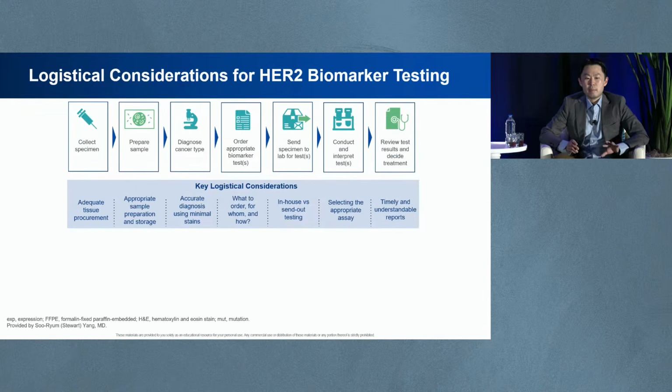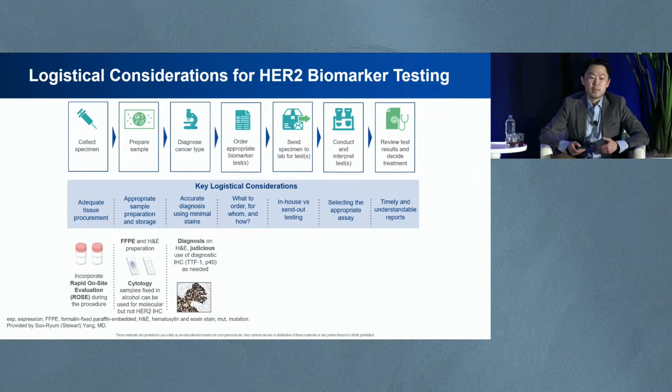And so now let's take a little step back and talk about some of the logistical considerations for HER2 biomarker testing, and think about are we doing a great job at exploring how to optimize biomarker testing for our patients with HER2. So here I think it really starts from the beginning where we have to make sure that we do adequate tissue procurement, and ideally this is done through incorporating rapid on-site evaluation or ROSE. And we really need to make sure that we're doing appropriate sample preparation as well as accurate diagnosis using minimal tissue to make sure that we're conserving tissue for all the necessary biomarker testing.